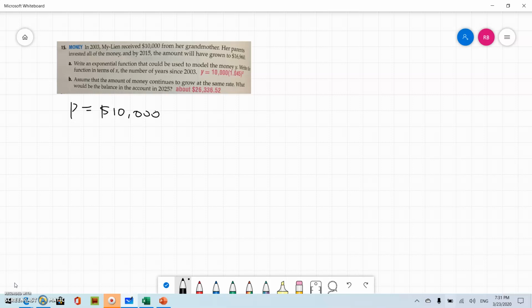But what we have to realize is that here, the year 2003 was basically year 0. Does that make sense? Because that's when I put the money in. And then the time has passed and it became 2015 and my money has become $16,960. So we need to figure out how many years have passed. Well, from 2003 to 2015, that's 12 years. So then we need to plug it into our formula.